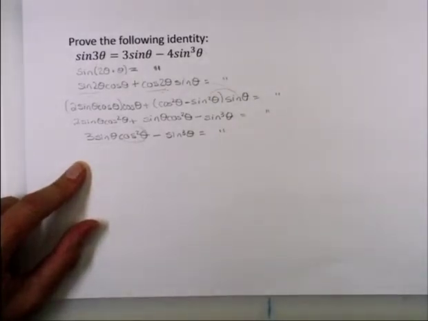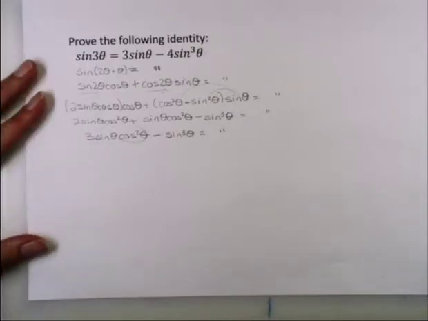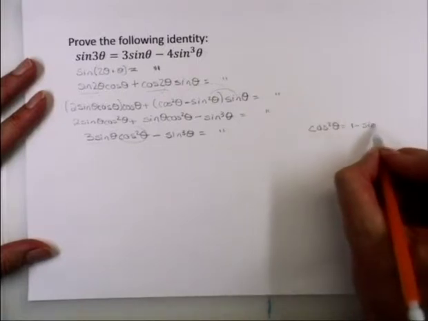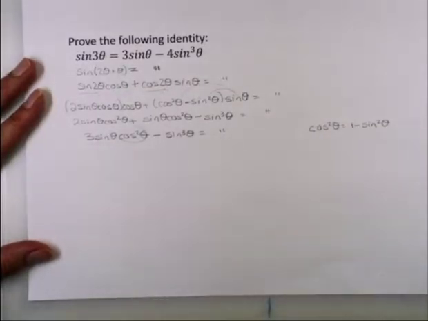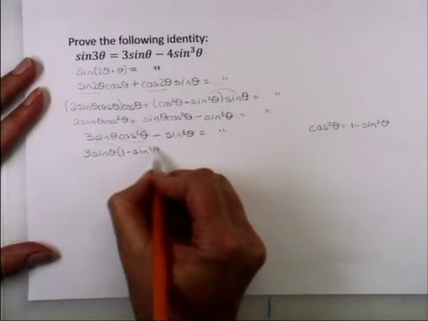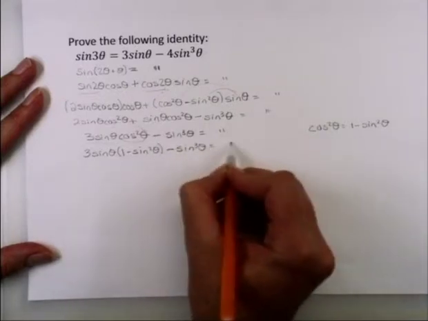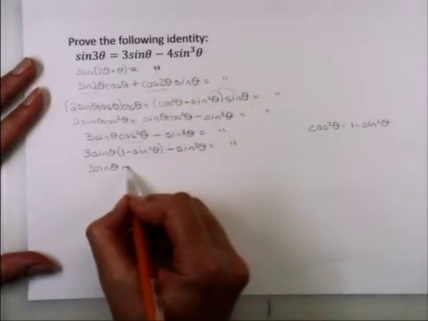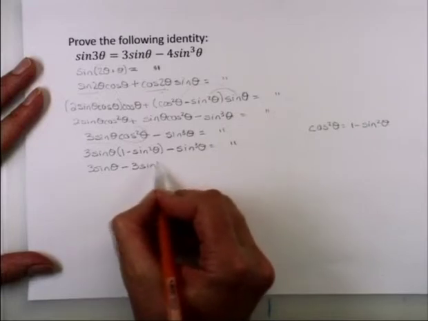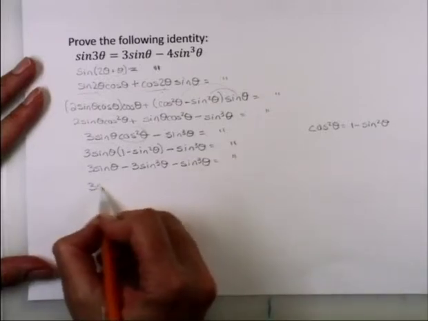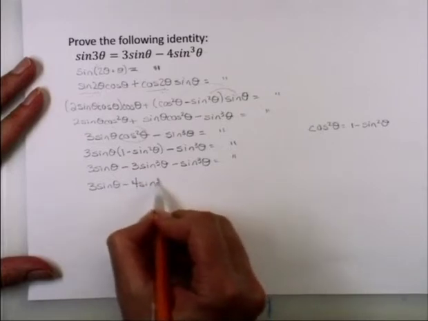So I think about my identities, and I'm trying to find something where I can get rid of a cosine squared and change it into a sine somehow. So I go back to my Pythagorean identities, and I know that cosine squared of theta is equal to 1 minus sine squared of theta. So I'm going to make that substitution and see what happens. So I have 3 sine of theta, parentheses, 1 minus sine squared of theta, minus sine cubed of theta. I'm going to distribute this in. So I have 3 sine of theta, so far so good, that's what I wanted, minus, when I multiply this in, I get 3 sine cubed of theta minus sine cubed of theta. And now when I combine these together, I end up with what I'm looking for.